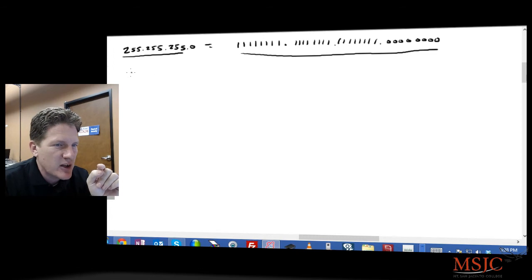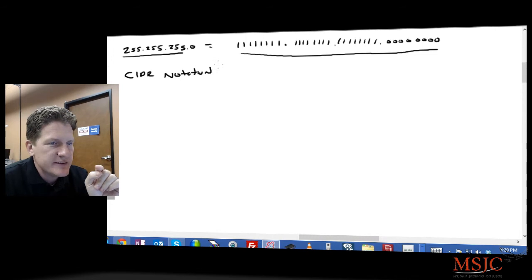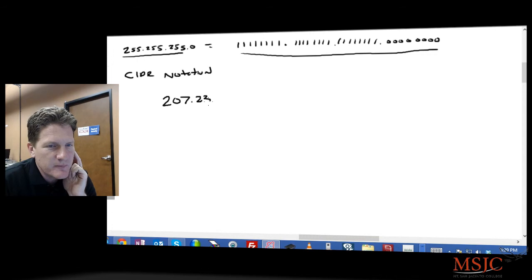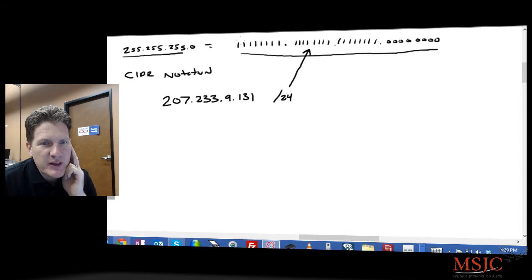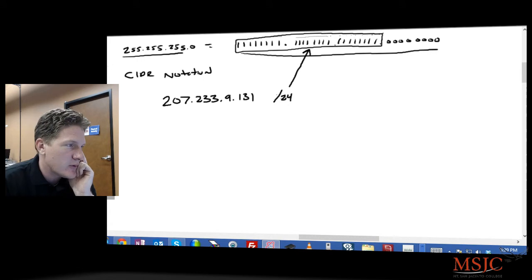So instead, they came up with this thing called CIDR notation. And CIDR notation is you write the IP address down, and then you do slash and the number of bits used continuously. How many bits do I have here? 1, 2, 3, up to 24. I'm using 24 bits contiguously in this mask. Therefore, I have a slash 24.